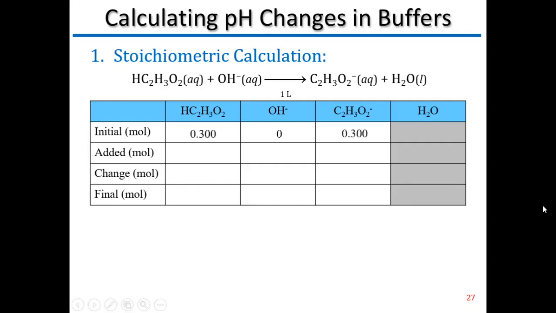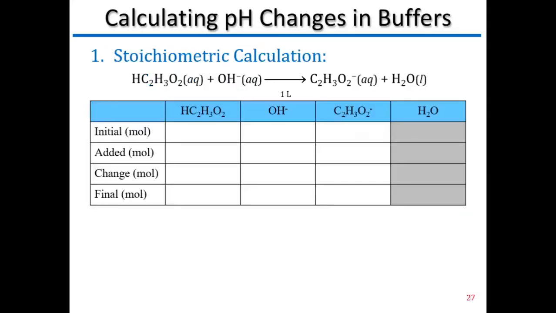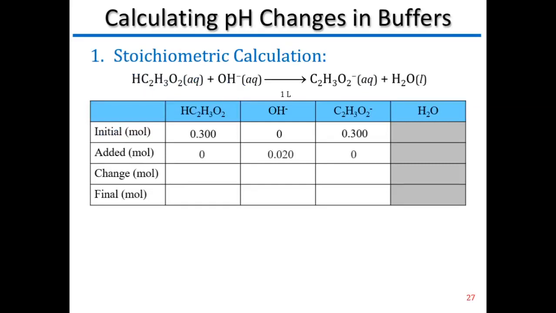Our initial line, if we go back to our question, tells us we're starting from 0.3 moles of acetic acid and 0.3 moles of sodium acetate. We'll just fill that in. At this point, we've added no OH minus, and again, we can ignore water since it's a pure liquid. It's not really affecting our reaction anyway. Now we want to add what we've added. Looking at the question again, we're adding 0.02 moles of sodium hydroxide. That goes in the added line.